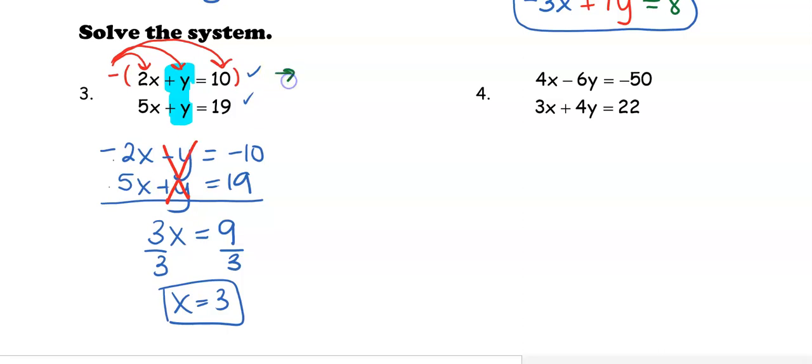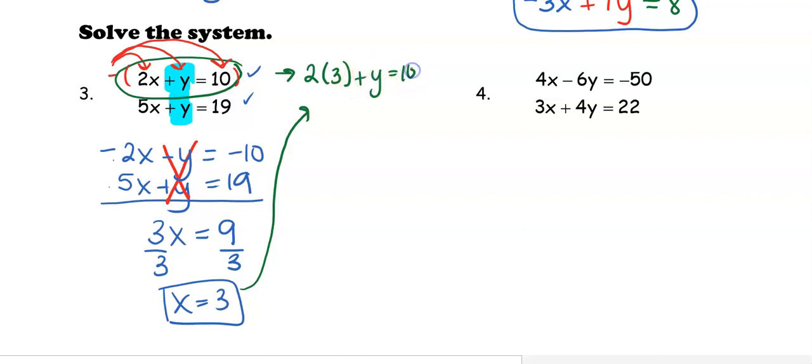Let's just pick the first one. It doesn't matter. So that becomes 2 times x. We're going to substitute that value back into this equation. Plus y equals 10. 2 times 3 is 6. We move that 6 over and we find that y is 4.